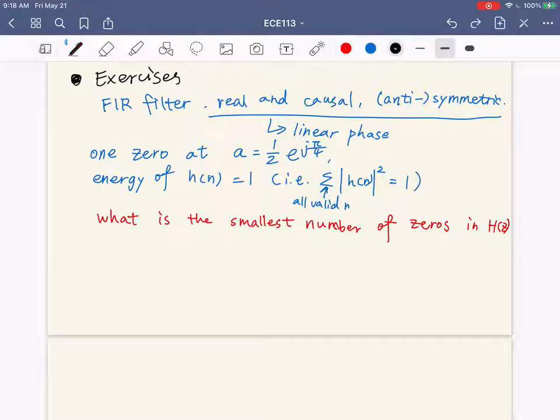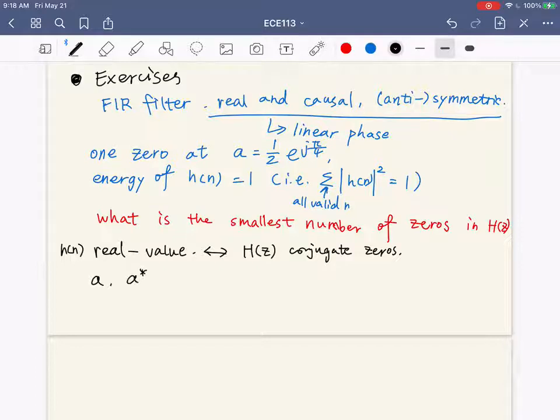Let me write down the answer. Black color. Because each h of n is real valued, the h of z will have conjugate zeros. Okay, so we have a. We should also have a conjugate, right? Which should be 1/2 times e to the minus j pi over 4. Okay, what else?